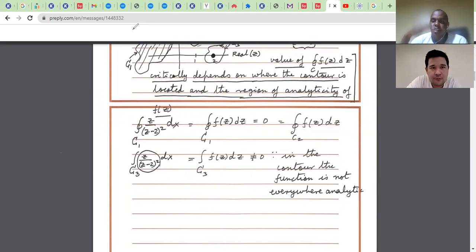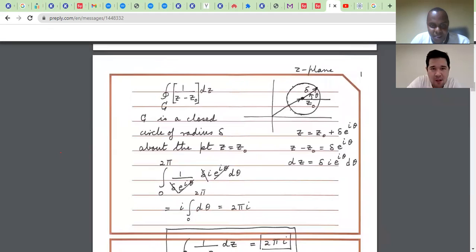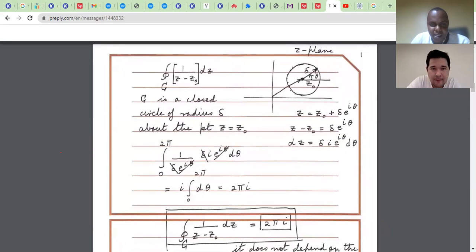So if that integral is not equal to 0, what is it? Let's find it. So you have the integral around a closed curve C of 1 over z minus z naught dz. That curve is a closed circle of radius delta about the point z equals z naught.